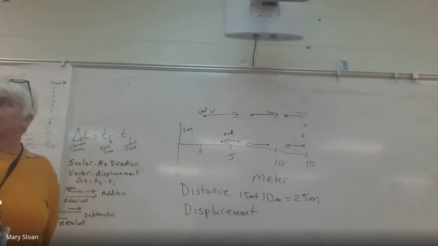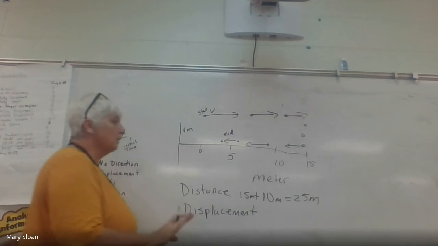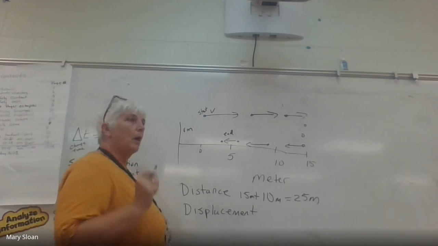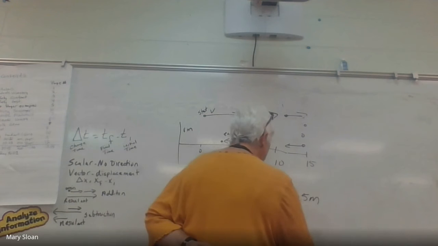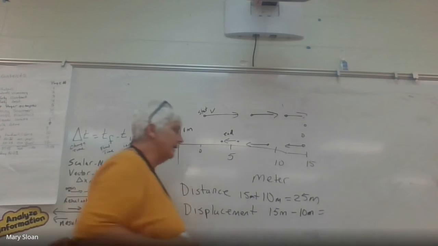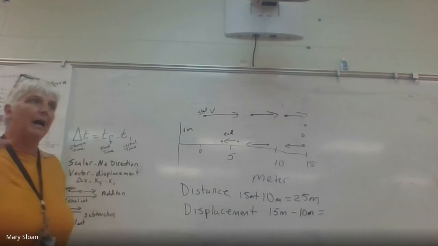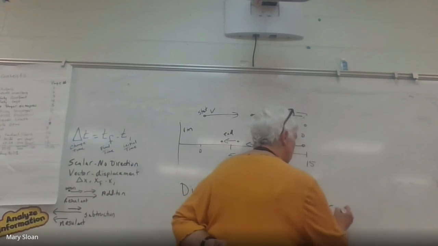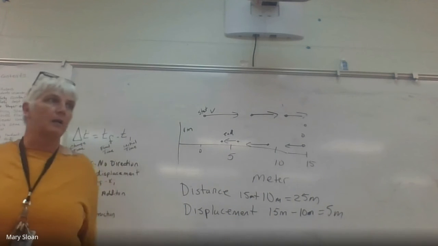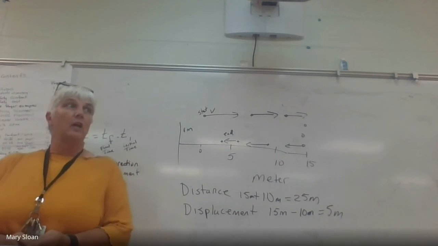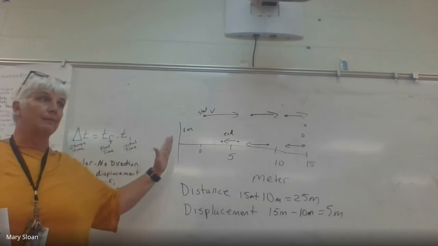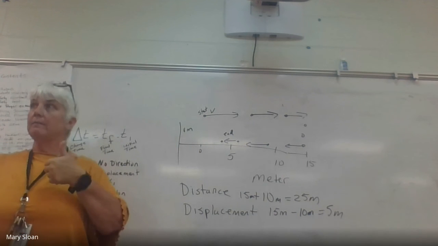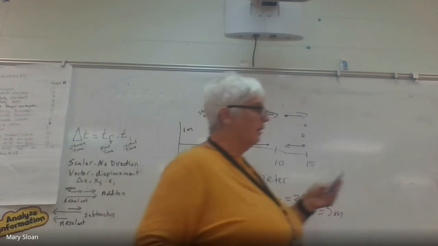Now, if I was talking about displacement, this is different, isn't it? So instead of adding, what are we going to do? We're going to subtract 15 meters minus 10 meters. So what is my displacement? 5 meters. Are you good so far? Is this making sense? Is it understanding about positive and negative? Everybody good? All right, so let's look at our paper on our second page.